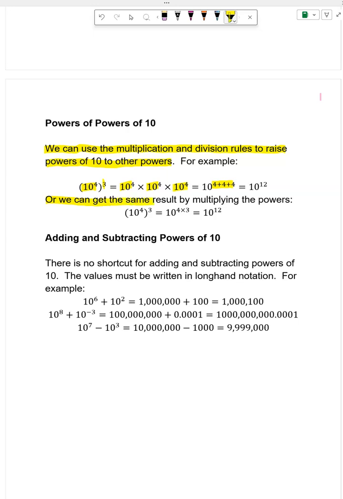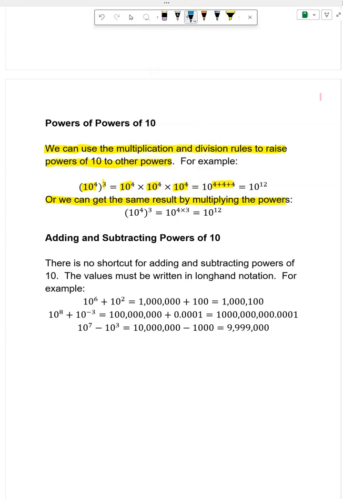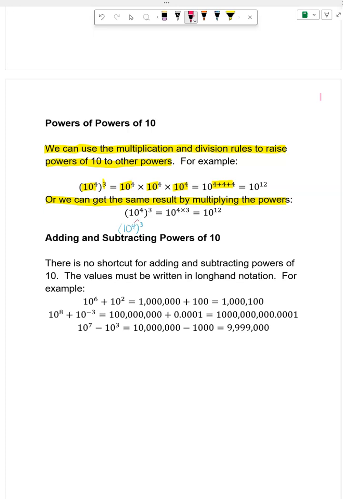We can get the same result by multiplying the powers. So what we do here, pick another color so we don't be boring. We have 10 to the 4th cubed. So we multiply these, right? So we're going to multiply those. So it's going to be 10 to the 4th times 3, which is 10 to the 12th. So much easier. Cool.